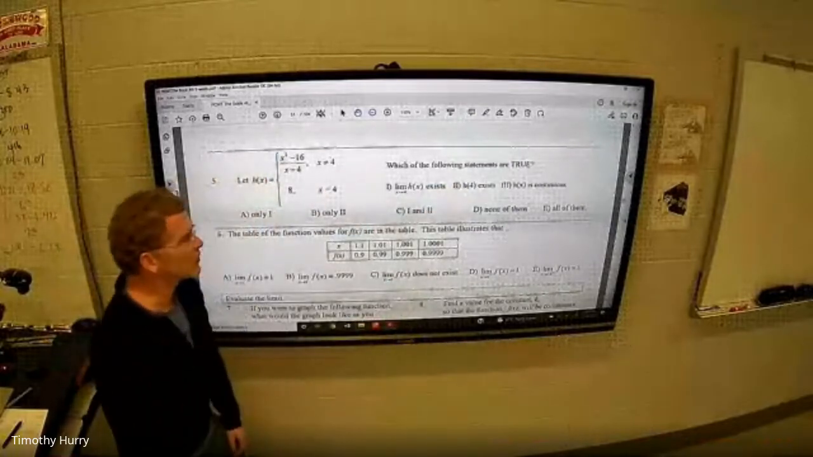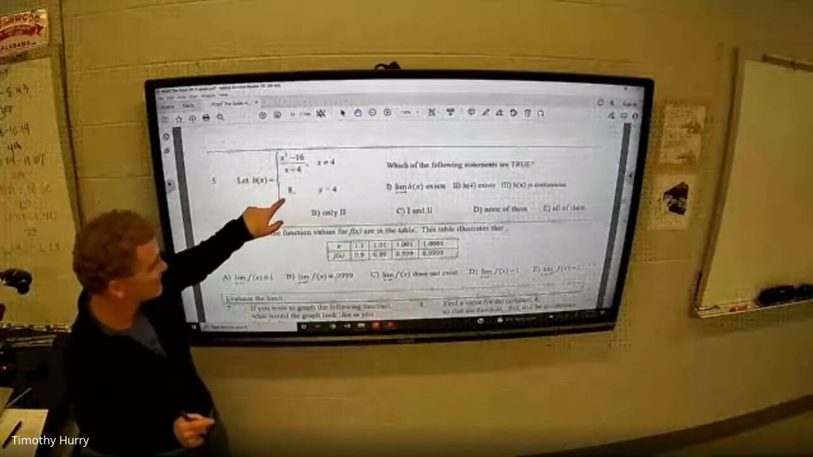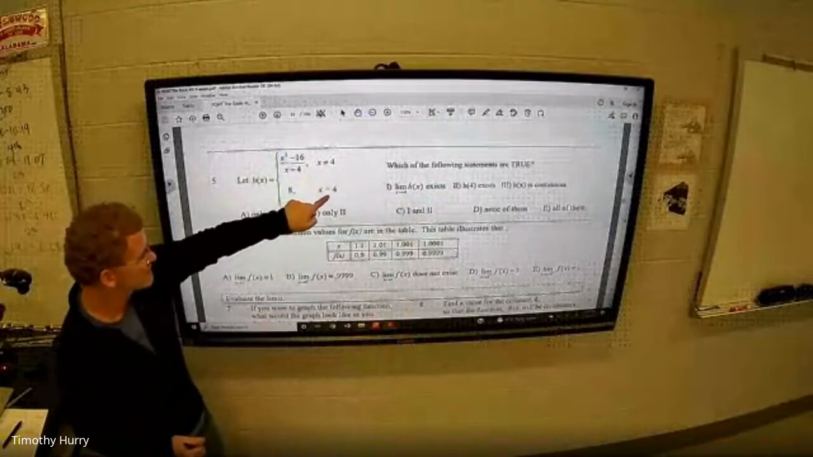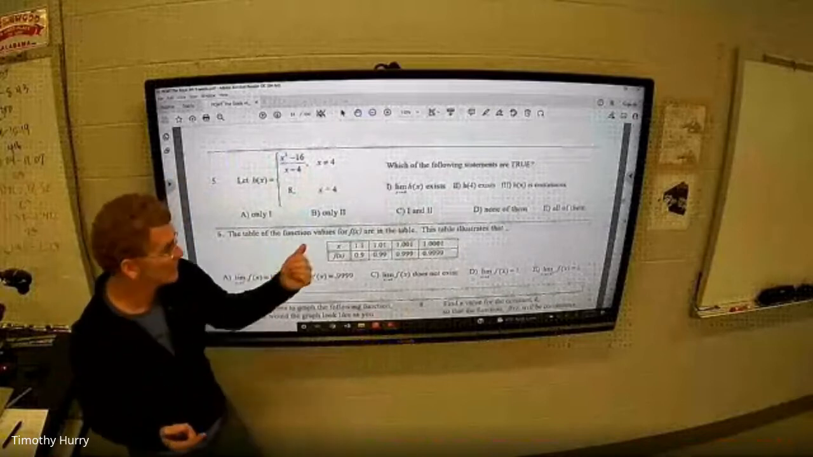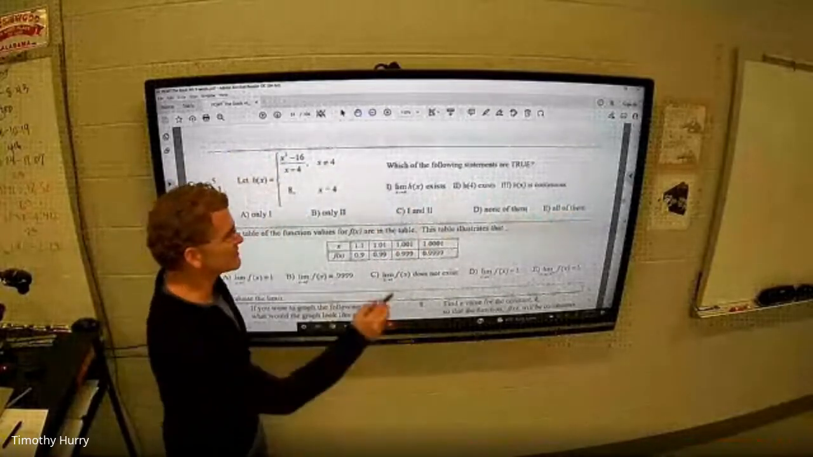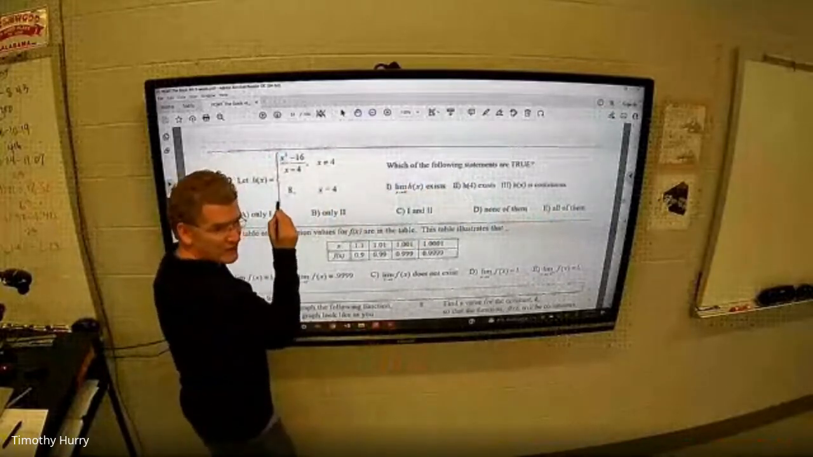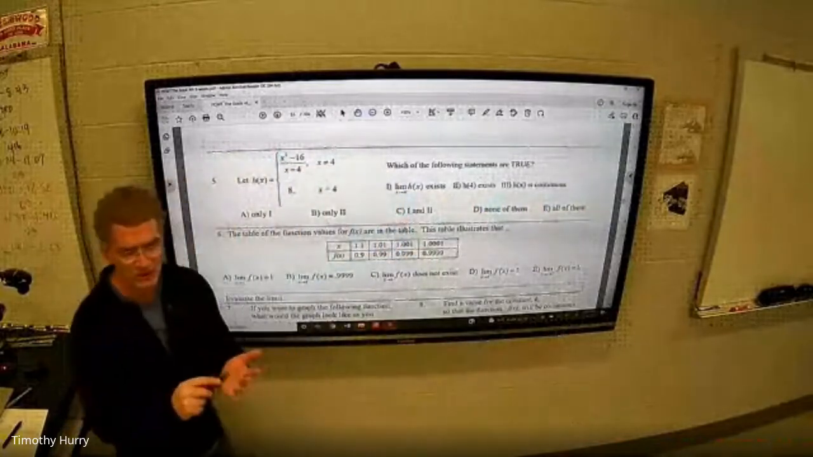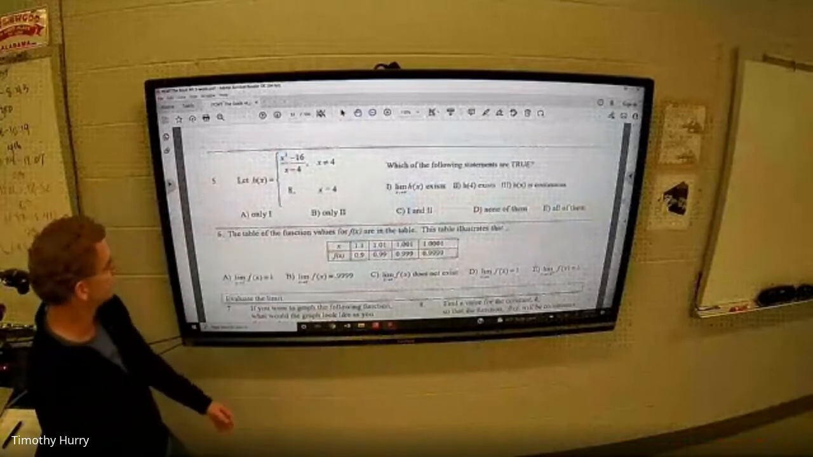Does h of 4 exist? Look, h of 4 is 8. So yeah, it existed. I checked it with the top function. The value at 4 exists. Is it the same? Well, then it must be continuous. So they're checking your knowledge of continuity right there. Does the limit exist? You checked it, it did. Did the value exist? You saw that there was a value there, so it did. And those were equal, so it must be continuous. Checking the 3 points of continuity, whether you realized it or not. So it must have been all of them, E.